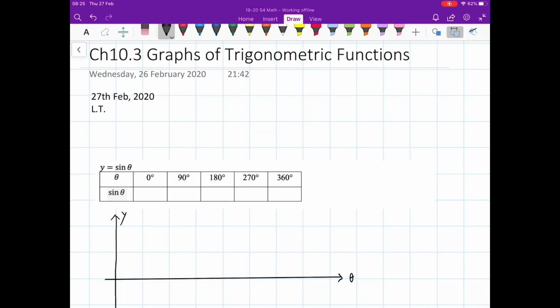Hi everyone, today we are going to learn about the graphs of trigonometric functions. So please turn to a new page of your notebook. Write down the date of today and the learning targets. So there are two.